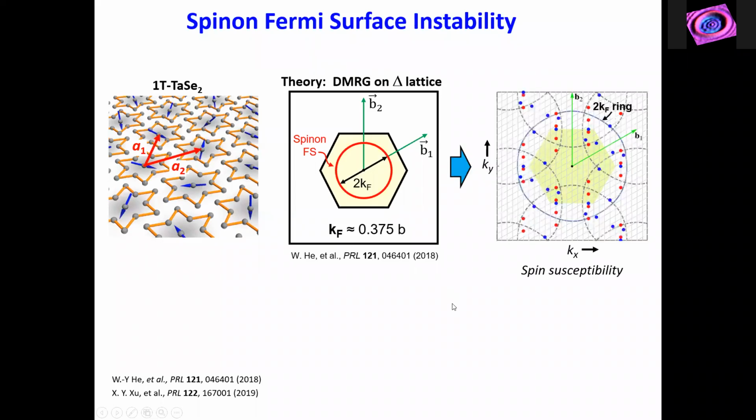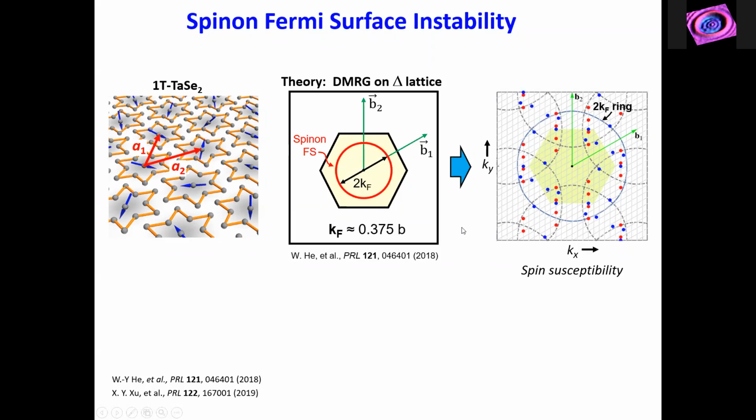Furthermore, they predict that the spin susceptibility of this material should have peaks at 2kF. And that's not surprising, because anytime you have a Fermi surface, the susceptibility always has peaks at 2kF. That's very famous for charge density waves in normal materials. It's a famous thing in solid state physics. So it's not surprising that they saw peaks in the spin susceptibility at 2kF in their theory calculations.